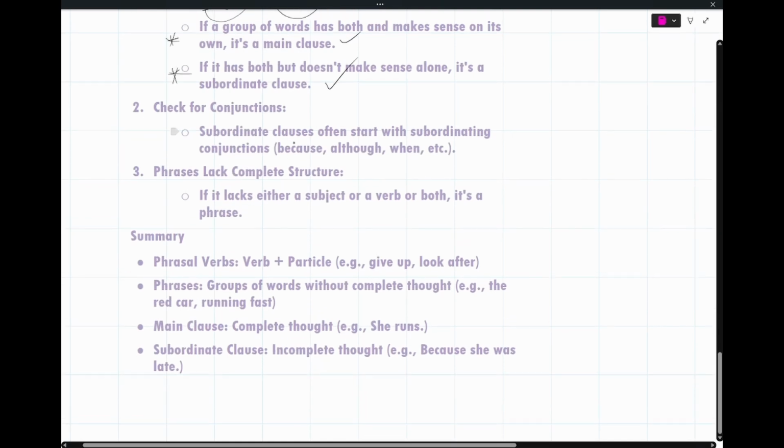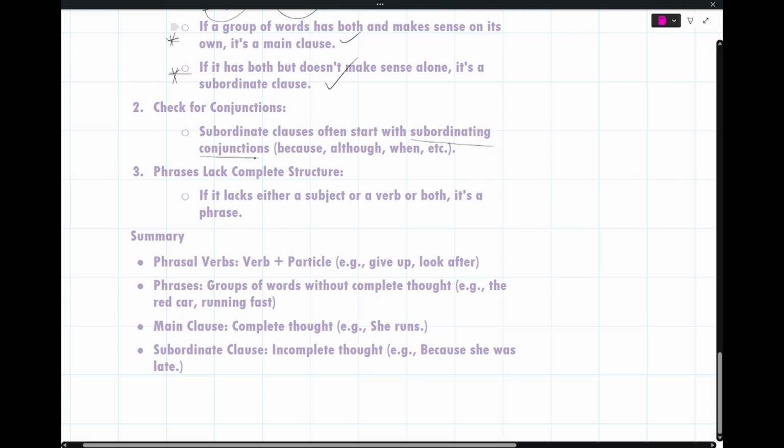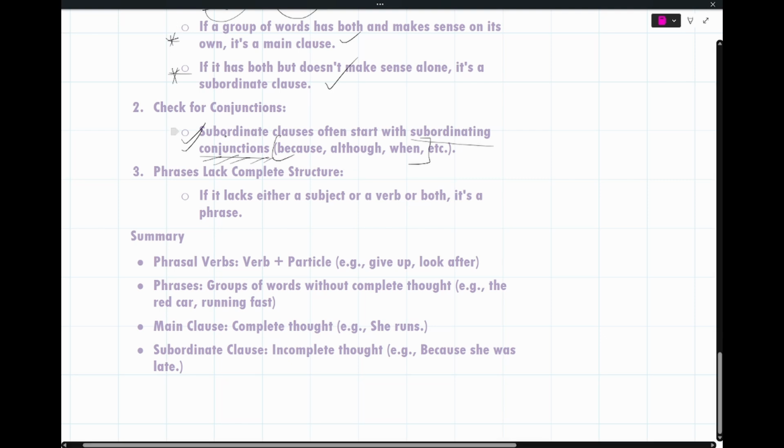Then check for conjunctions. Subordinate clauses often start with subordinating conjunctions. Like I said, subordinating conjunctions are a category of conjunctions. Conjunctions also have different types, and subordinating conjunctions are one of the types. So the topic of phrases and clauses is linked to subordinating conjunctions right over here in the subordinate clause.